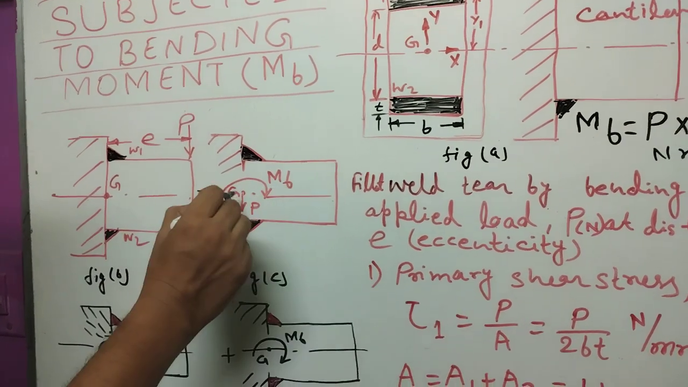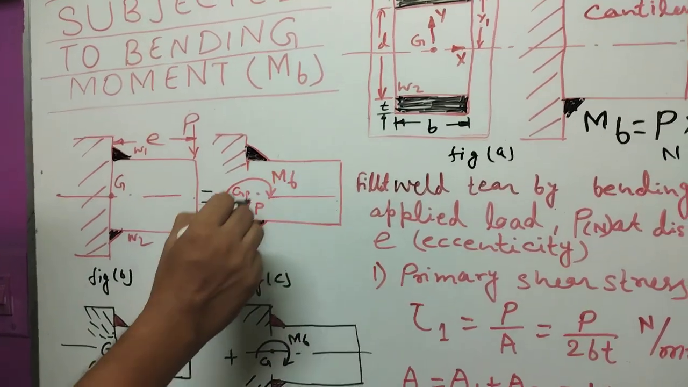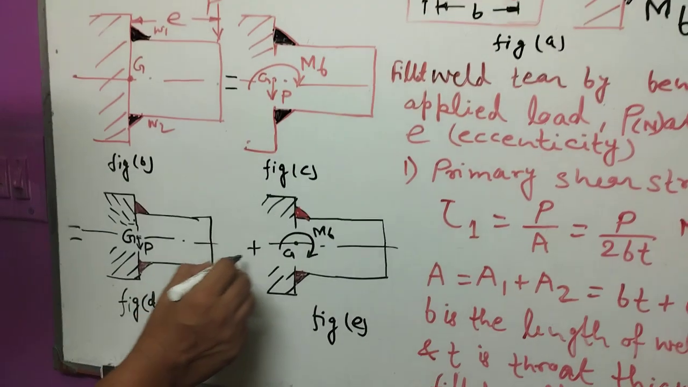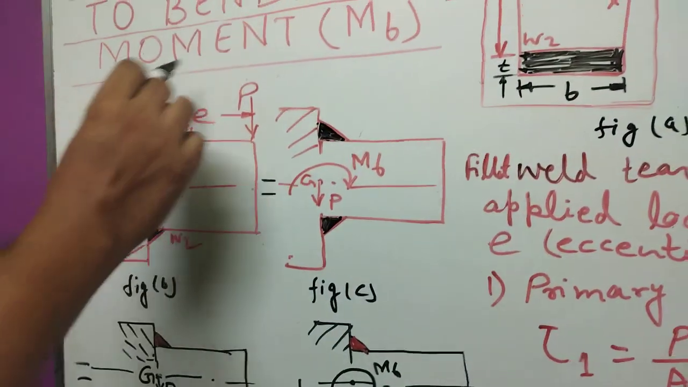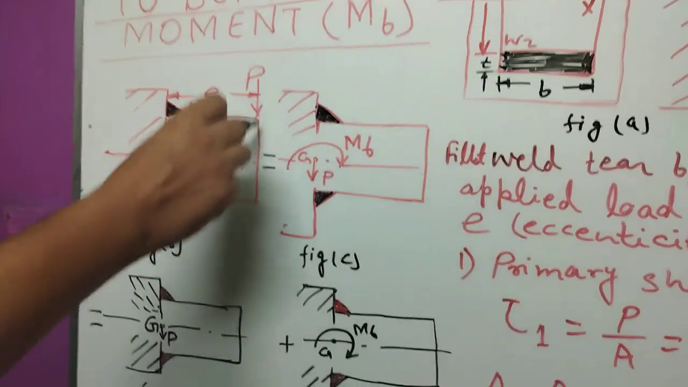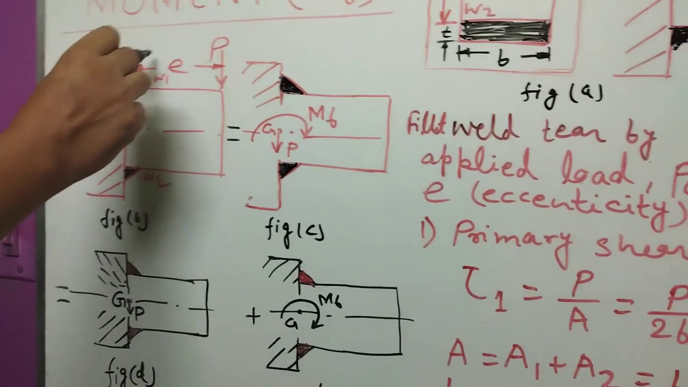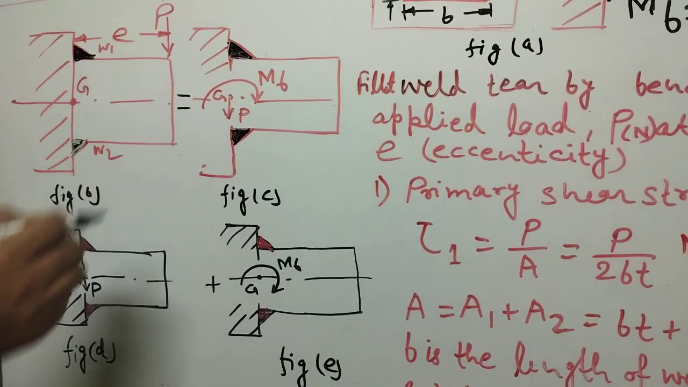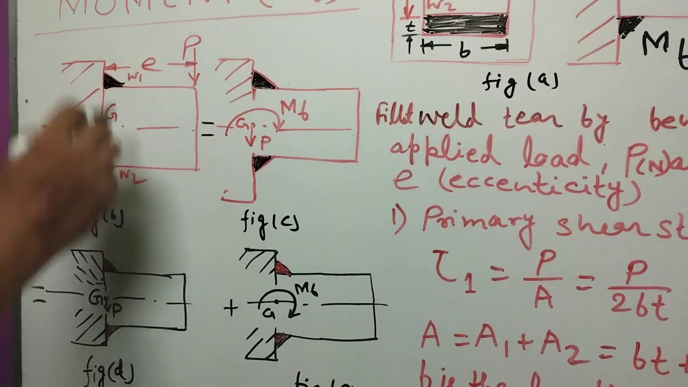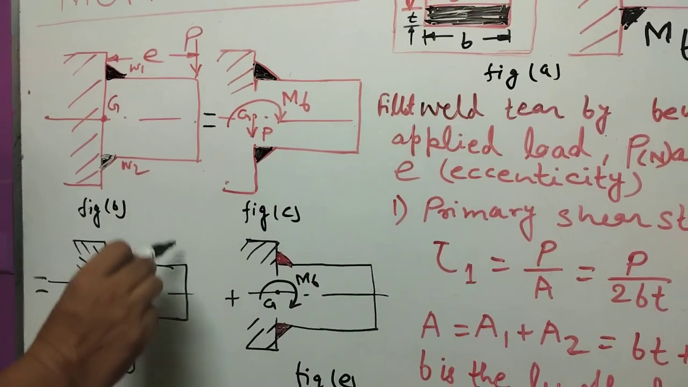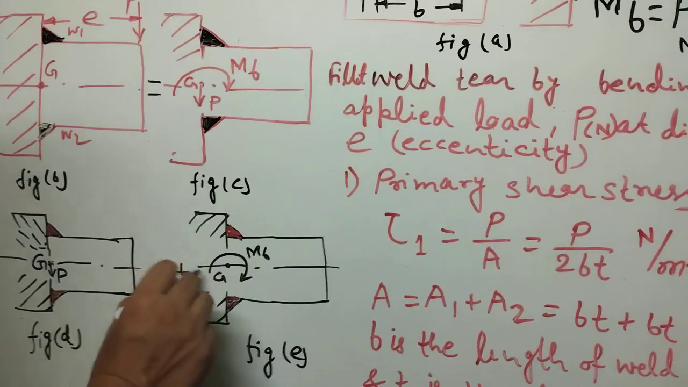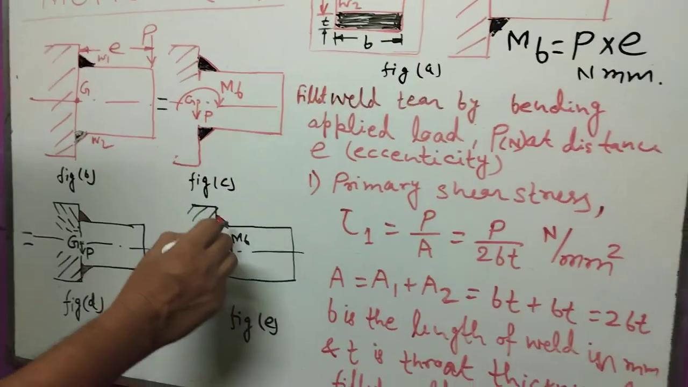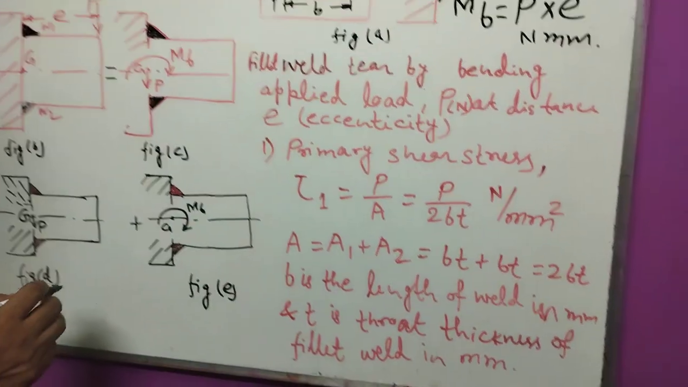First we apply the load, a combination of the bending moment and the load. Here the combination figure is shown and the expanded figure is here. There are two portions. First the load P is applied. Due to the load, the shear stress breaks the fillet weld at the throat thickness, and the bending moment also rotates the part and tears it, acting as normal stress.